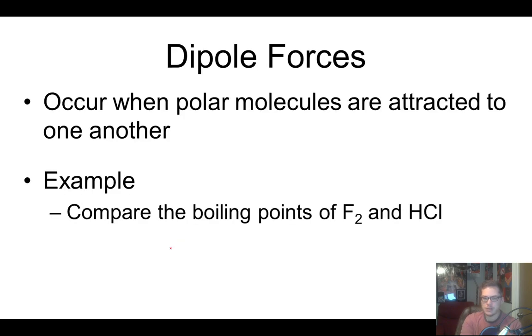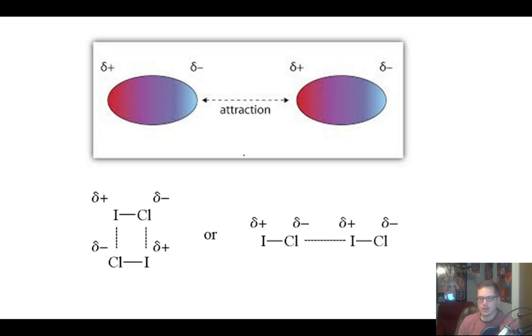Dipole forces occur when two polar molecules are attracted to one another. We're going to look at an example once we talk about it here. Remember, back when we talked about polarity, we talked about these two different symbols, partial negative and partial positive, these deltas. They tell you which side has more electrons versus the other. So you've got a molecule that has a positive end and a negative end. And we know that opposites attract, so a positive end is going to be attracted to the negative end of another molecule.